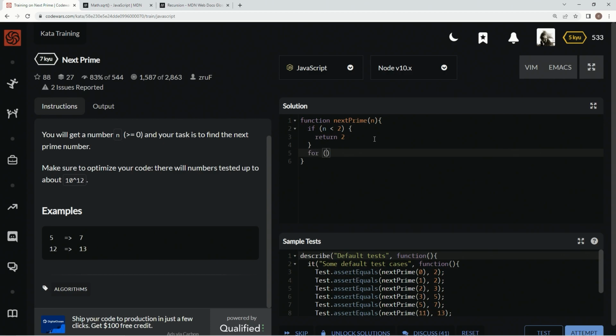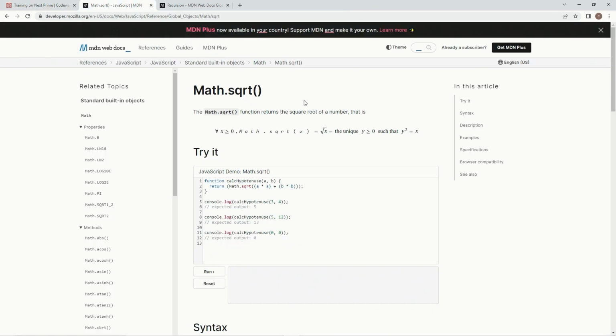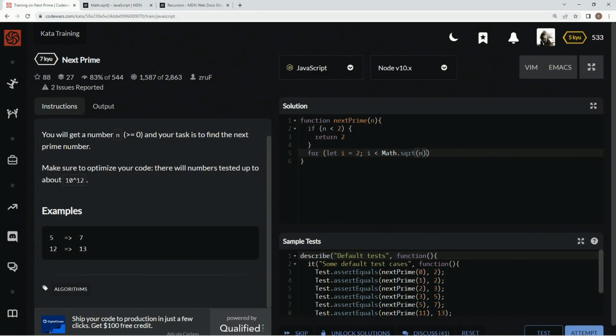We're going to say for let i equals 2, okay? And while i is less than math.sqrt of n, and if you don't know what math.sqrt is, basically it's how we get square roots in this game we play. All right, and so that's what we do. And then we're going to say i plus plus, iterating to the next number.